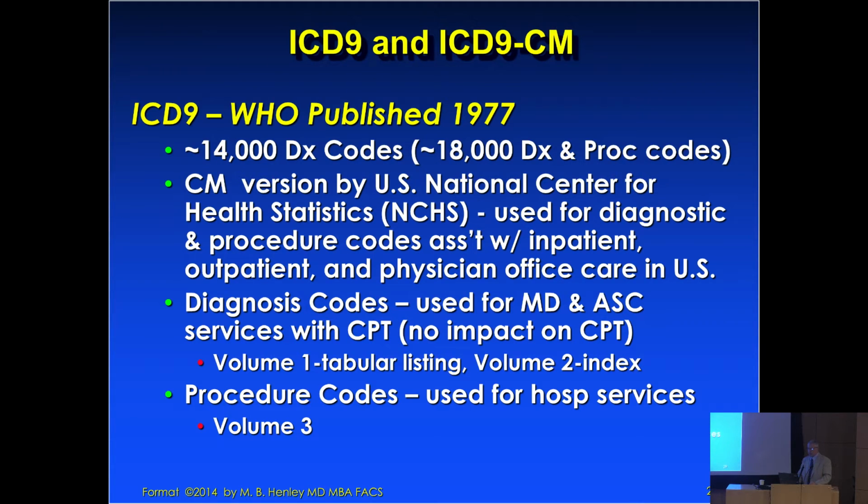The CM, or clinical modification version, is used in the U.S. and managed by the U.S. National Center for Health Statistics, and it's used for both diagnostic and procedural codes associated with inpatient, outpatient, and physician office care in the U.S. Volume 1 is the tabular listing, Volume 2 is the index, and Volume 3 is the one you don't find in most physician offices, but it has the procedural codes.